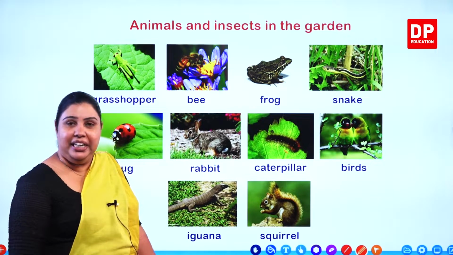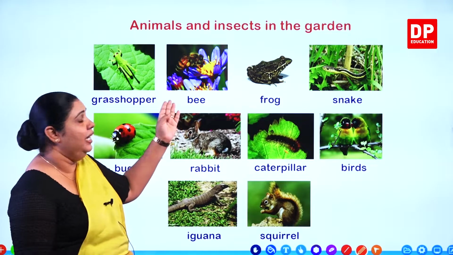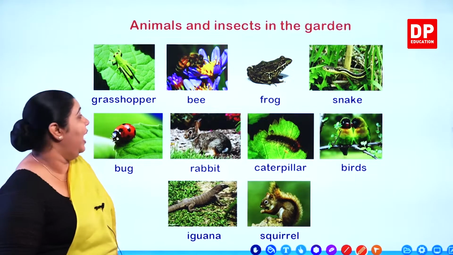Bee. Very easy to write that word. B-E-E. Not like the way we write grasshopper.